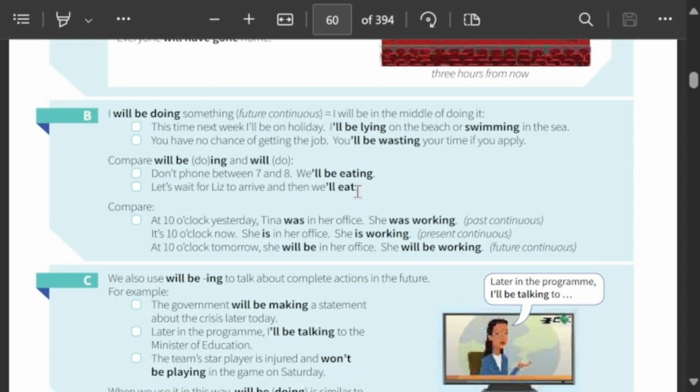Okay? But here is "let's wait." Now you're waiting, you're not eating. And then when she arrives, we will eat. This means together you will go eat. Okay?